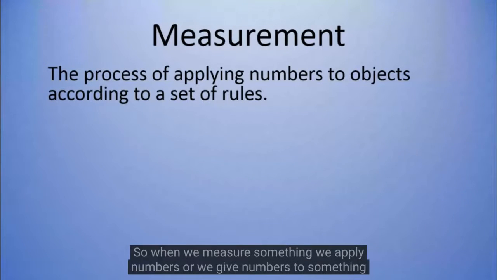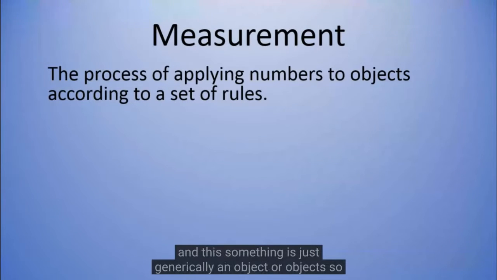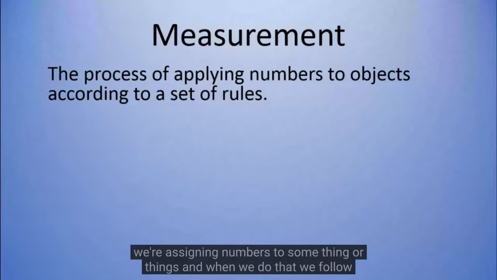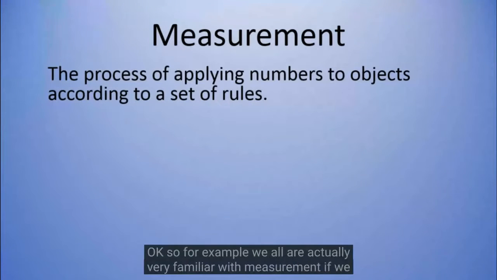So, when we measure something, we apply numbers, or we give numbers, to something, and this something is just generically an object or objects. So we're assigning numbers to something or things, and when we do that, we follow some sort of rules. Okay, so for example, we all are actually very familiar with measurement.